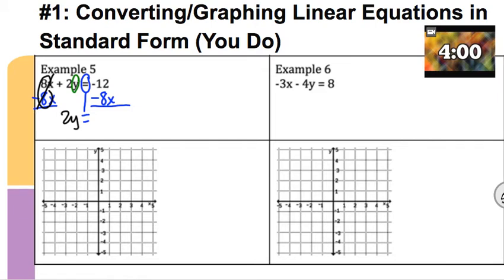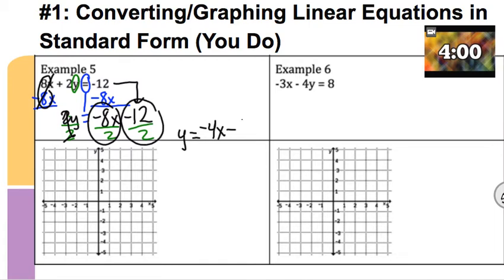Now I'm left with 2y equals, again, cannot subtract these, bring down my x term, bring down my non-x term. Notice how I put a negative because it was negative 12. Okay, and then this is 2 multiplied by y, so I have to use the inverse operation, which is division, and divide everything by 2. This makes 1y. Negative 8 divided by 2, that divides evenly. This becomes negative 4x, and this becomes negative 6.